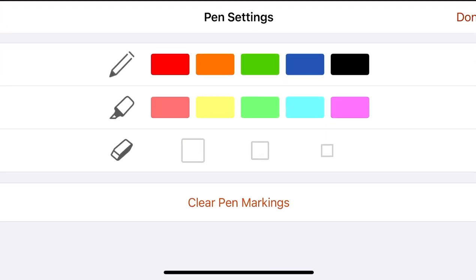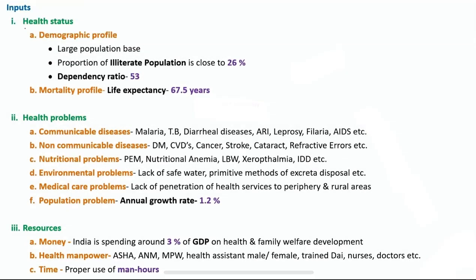Moving on to the nutritional problems, guys. The nutritional problems are protein energy malnutrition, nutritional anemia, low birth weight babies, and xerophthalmia, all of these, including the iodine deficiency disorders. So let us see some of them. Protein energy malnutrition occurs because of the insufficiency of food. The insufficiency of food is leading to protein energy malnutrition in children.